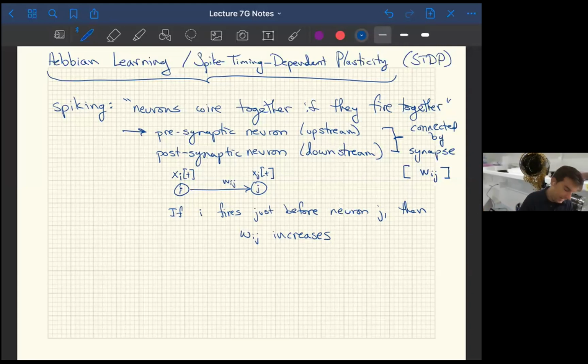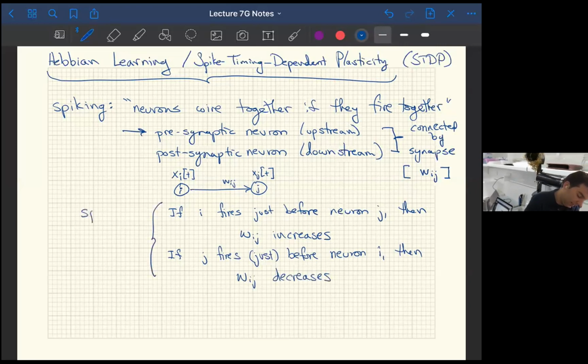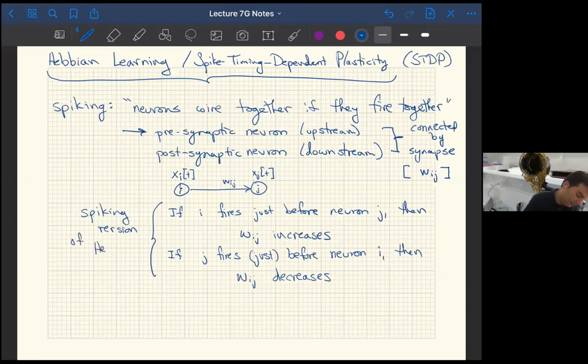But on the flip side, if J fires before neuron I, then that weight W_IJ decreases. And again, this is the spiking version of Hebbian learning.